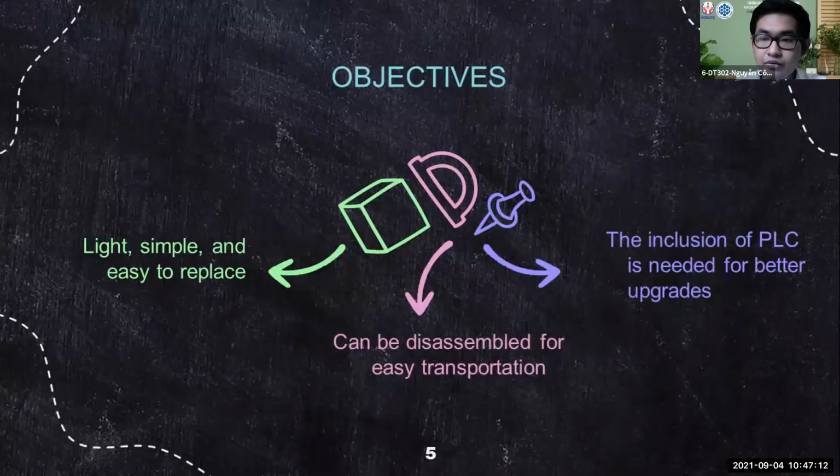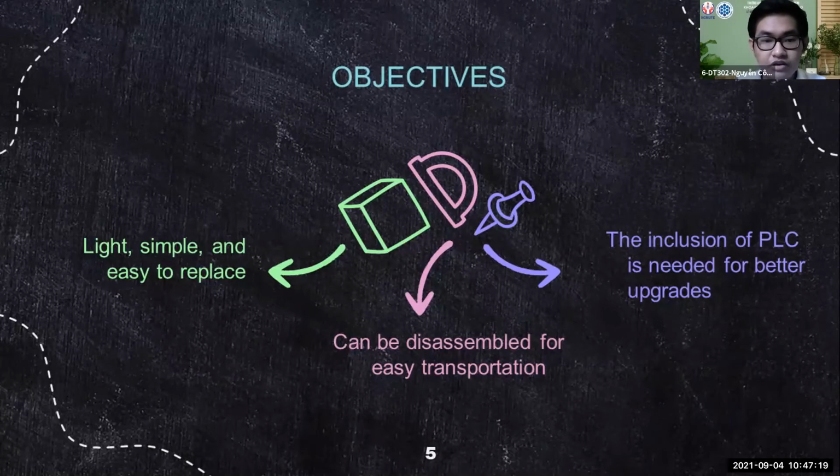Our objectives when making the machine are that it has to be light, simple, and easy to replace. It also has to fit in areas that don't have factories or a proper plastic recycling station.